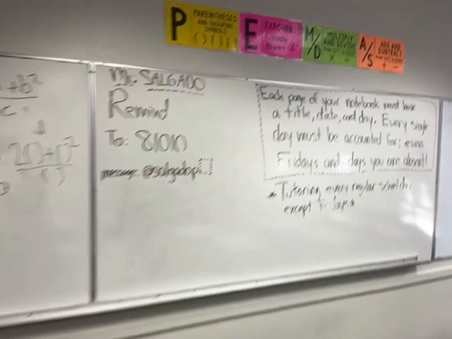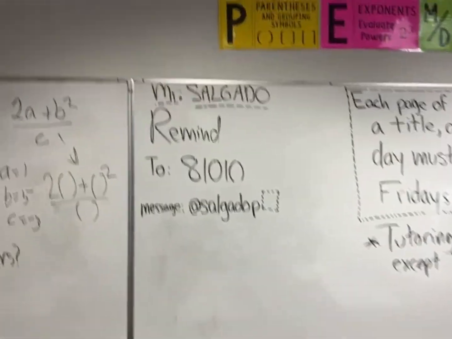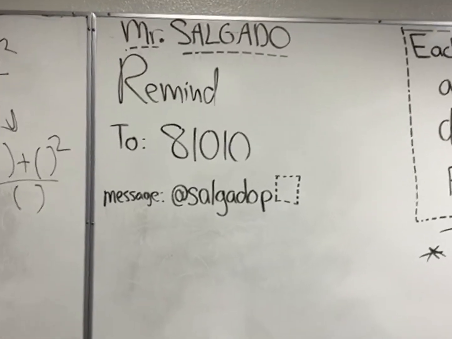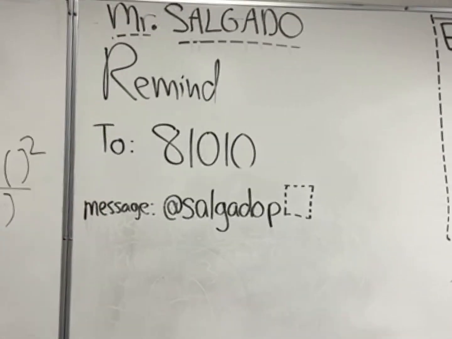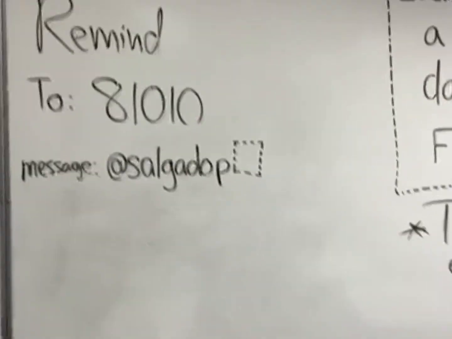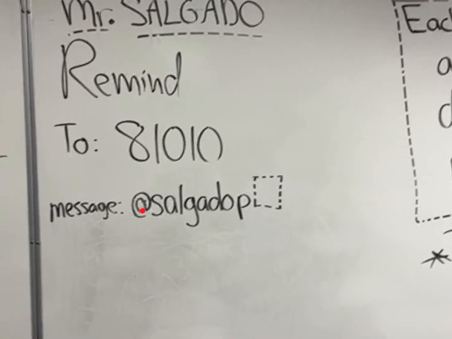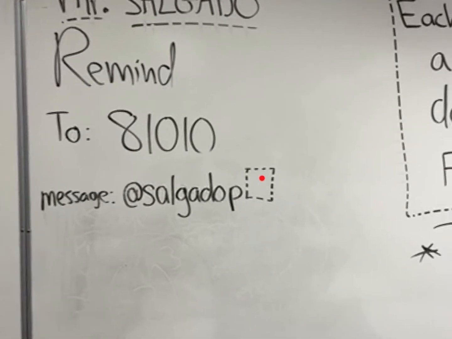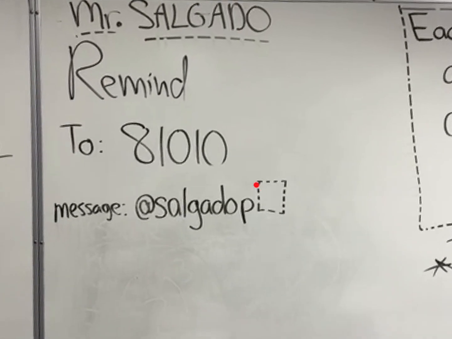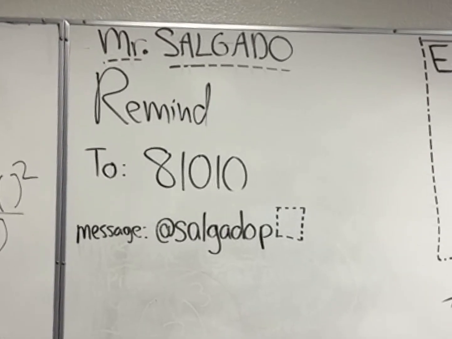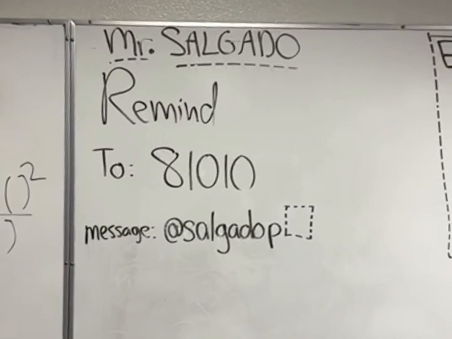Let's say you want to communicate with me. You can send me an email at rsalgado@mychohsd.org, but more importantly, you could sign up for Remind. All you have to do is type to the phone number 81010 this message: at Salgado P, and whatever the period is, that is what you're going to type in right there as a message. Hit send, and it'll sign you up for my Remind app.